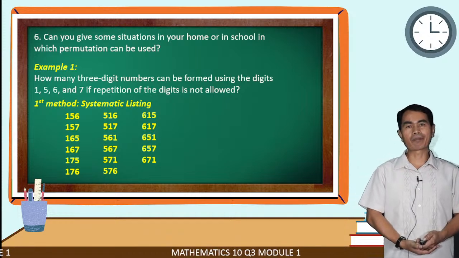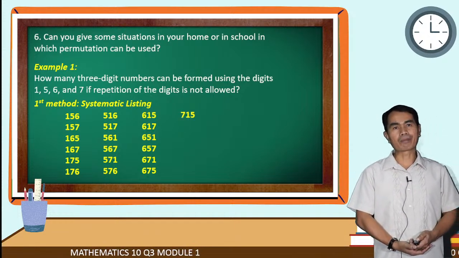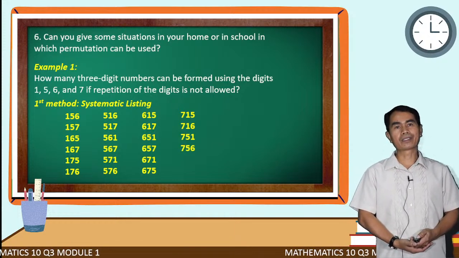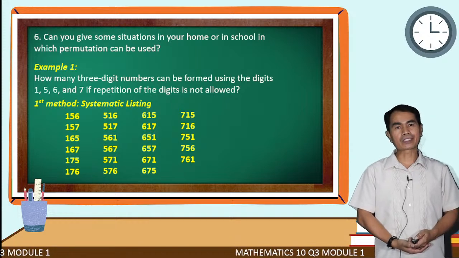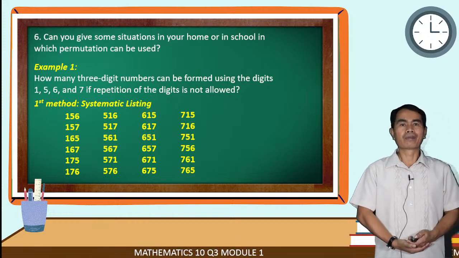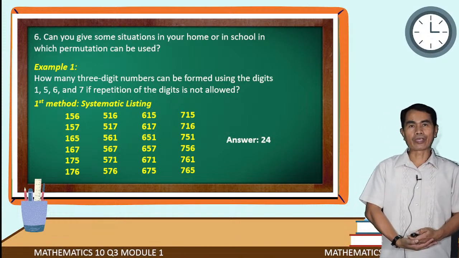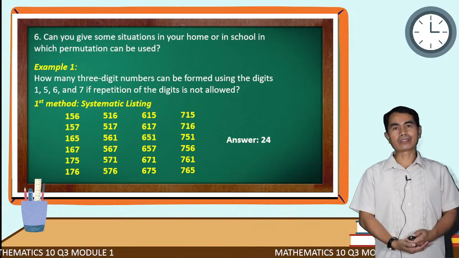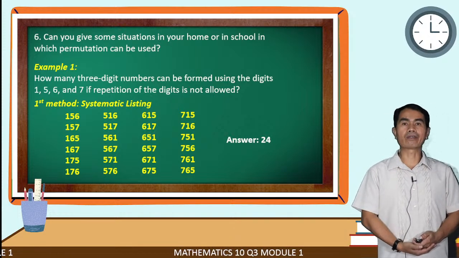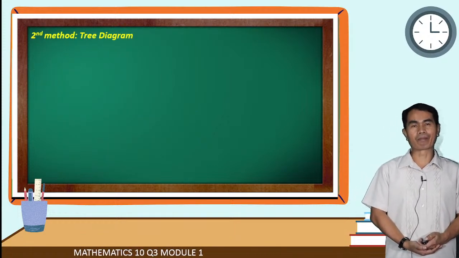657, 671, 675, then we have what? 715, 716, 751, 756, 761, and 765. So all in all, if you count, there are 24 of them. Okay, this is by using the systematic listing method. We can also solve this problem by using the tree diagram.